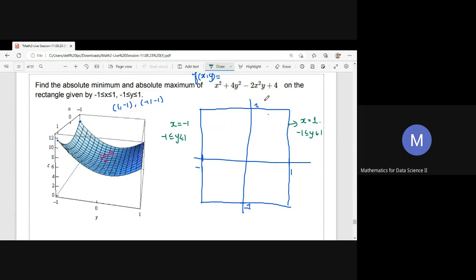And here what is the value of y? y is 1, and the x value varies from -1 to 1. And here y is -1 and your x value varies from -1 to 1.